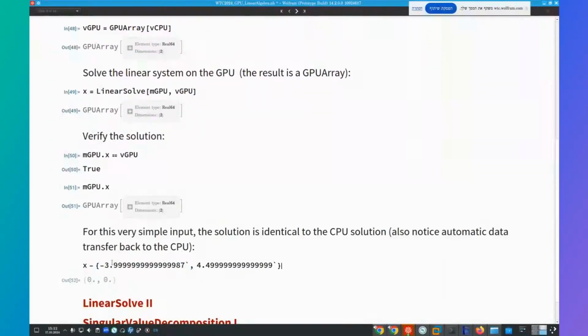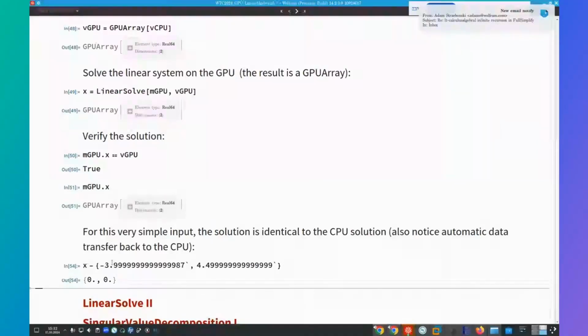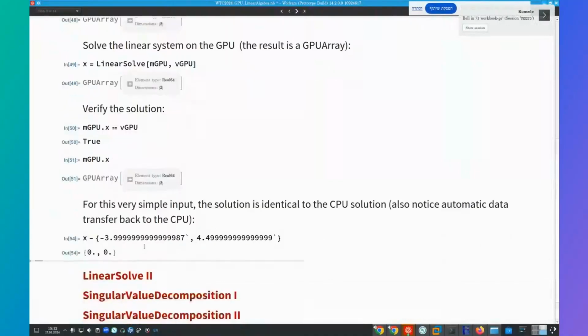Now, when I said X is a GPU array, I'm subtracting a normal array from a GPU array. What to do? Well, we take the data from the GPU back to the CPU, and then do normal arithmetic on it. So that was my first example.